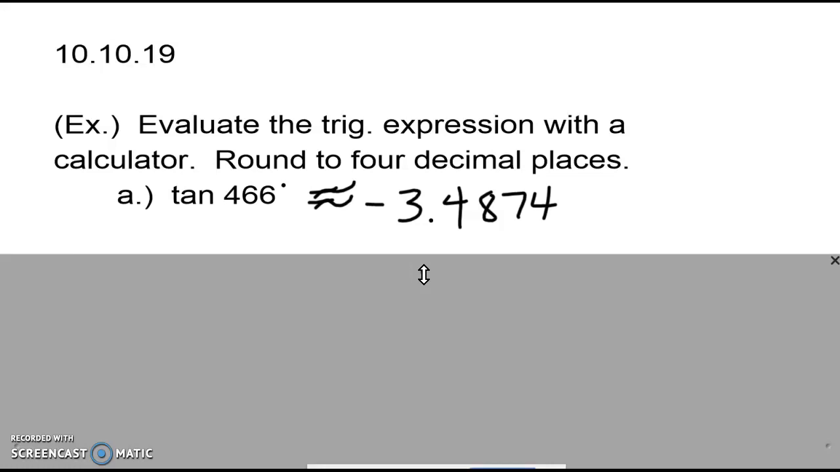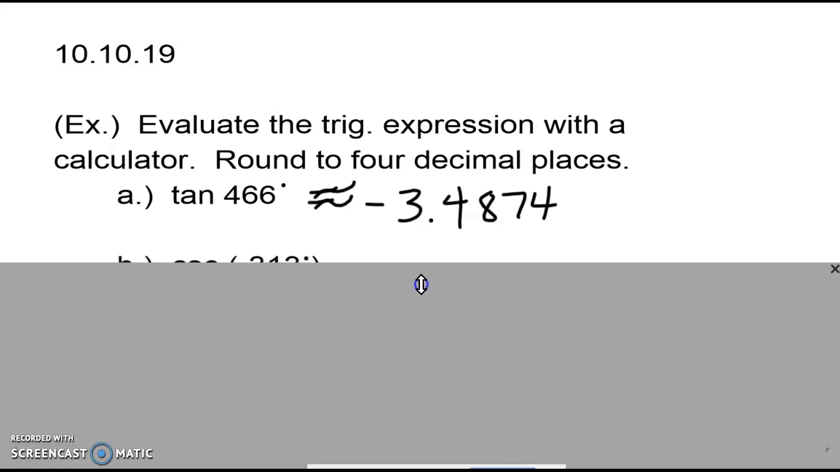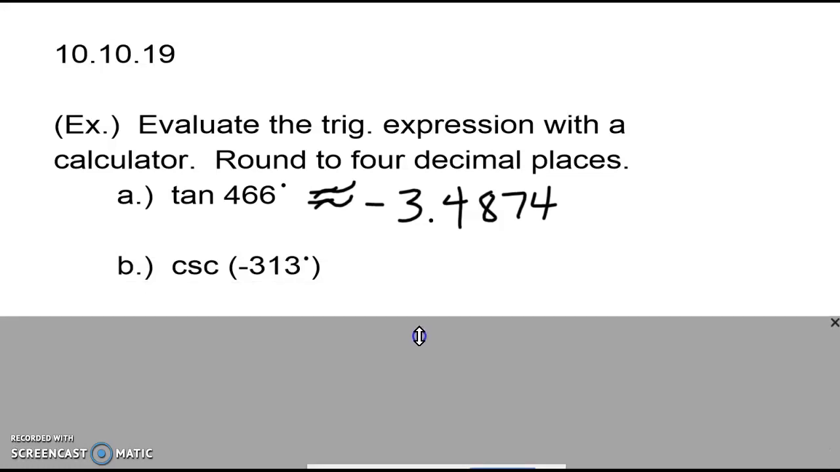Anybody need help with that? Everybody okay? Straightforward, because you have tangent on your calculator, you just plug it in as it is, round to the 4 decimal places. Okay, so now let's try cosecant of negative 313.